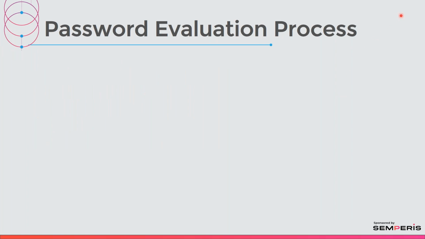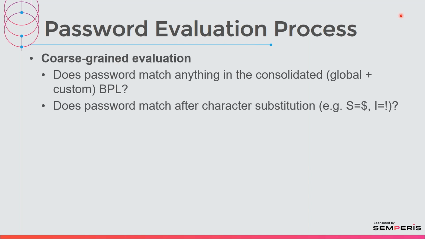So in terms of the actual process of evaluating whether a password is accepted or rejected, I have this from Microsoft as of a few months ago. They reserve the right to change it as attackers change their methodologies and things evolve. But this is the way it looks today. There's a coarse-grained evaluation and a fine-grained evaluation. The coarse-grained evaluation is: does the password match anything in the consolidated, meaning the global or your custom, banned password list? Is it a straight match? Pretty obvious. The second one is: does the password match after doing a character substitution? In other words, substituting a $ for an S, or an L for a 1, or a bang for an exclamation point. Let's face it, even though we all still use that sort of thing and it makes us feel better, they figured out by now that that's not going to help you any.